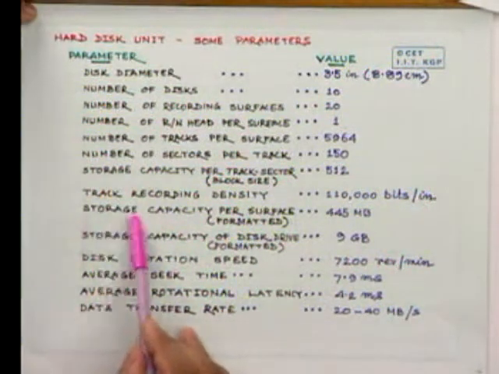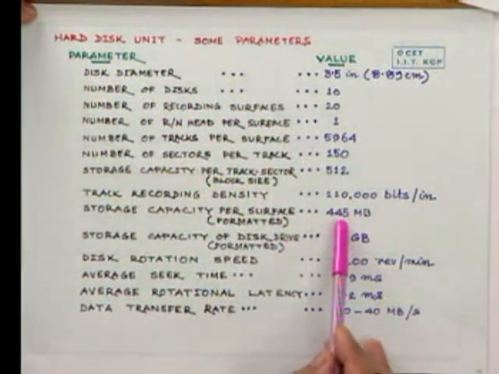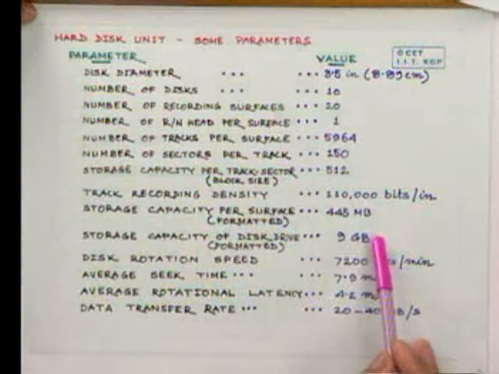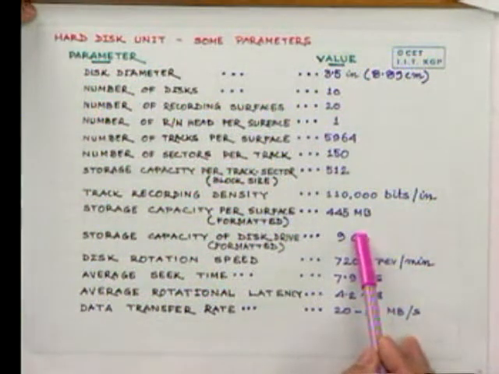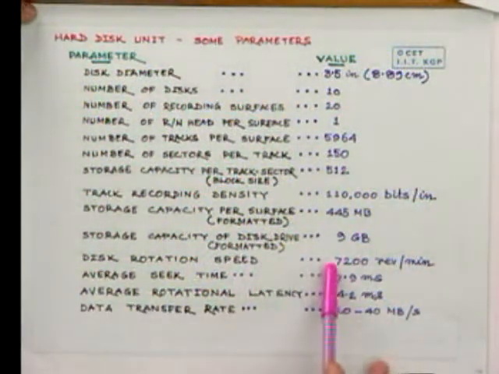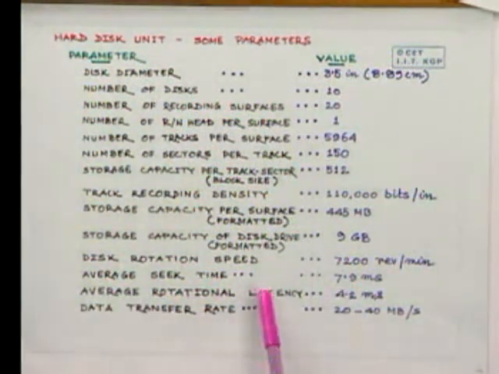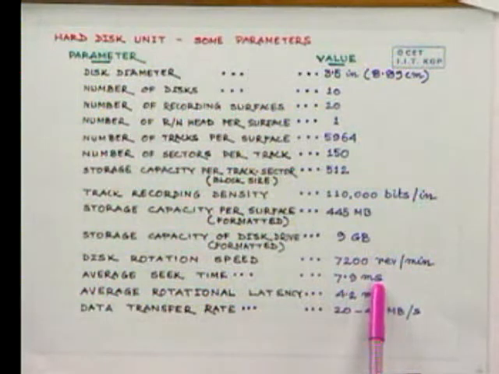The storage capacity per surface is 445 megabyte, and therefore you can see the storage capacity of the disk drive is around 9 GB here. The disk rotation speed is 7,200 revolutions per minute. The average seek time is 7.9 millisecond. The seek time is, as I told you, the time to find the track, as the head assembly should move.